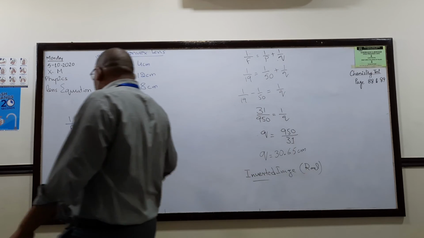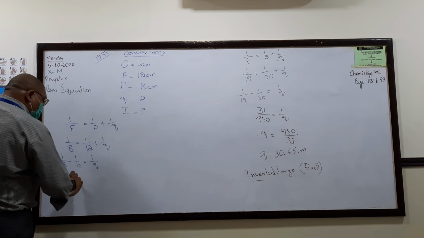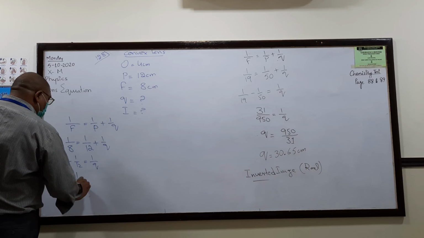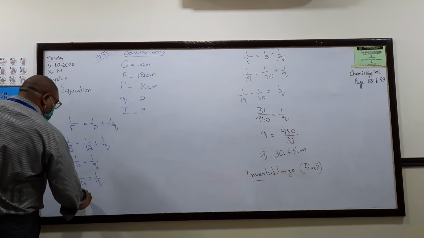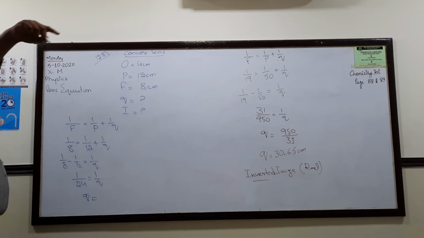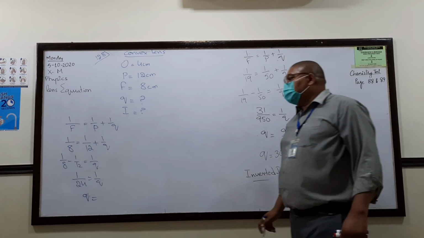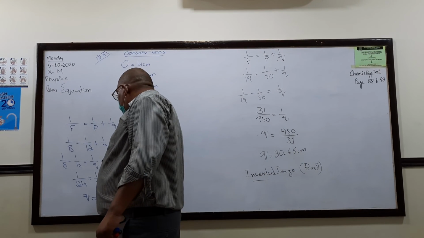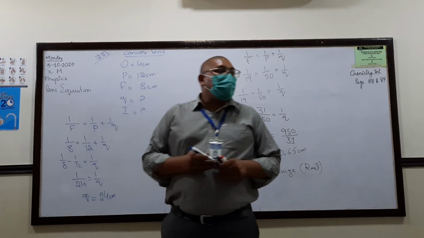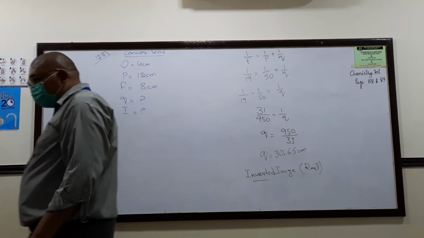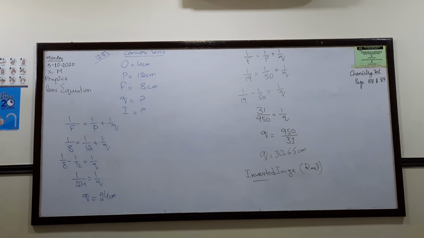1 over 24. Don't read it, okay? 1 by 24. So 1 divided by 24 equals 1 by Q. So Q will be, on your calculator, you will write 1 divided by the answer, 24. The Q value is 24 centimeter. And it is positive. The value of Q is positive.